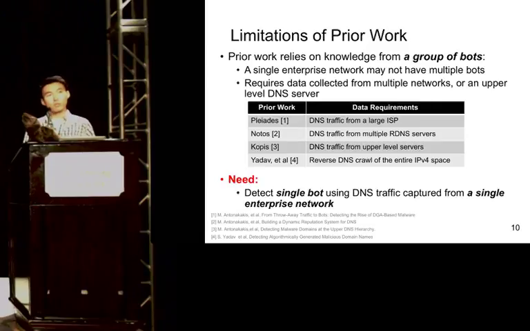So as a network admin, what I care about is whether I can detect botnets in my local network. If I can detect some botnets for other networks, that is extra credit. So what we need is a system that can detect a single bot using DNS traffic by only capturing the traffic from a single enterprise network.